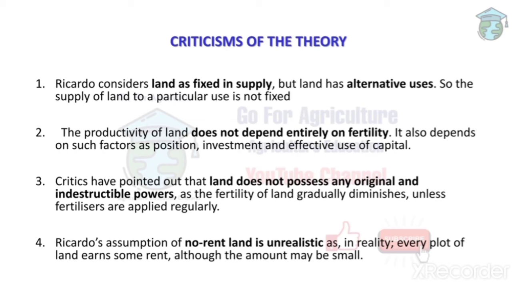It basically says that the productivity of the land does not depend only on fertility, लेकिन it also depends on the position, means where the land is, जैसे area of the land, and also investment or effective use of capital. These are some of the factors which determine the productivity of the land. ये तो दूसरा criticism है. और तीसरा है, he said that land does not possess any original or indestructible power.